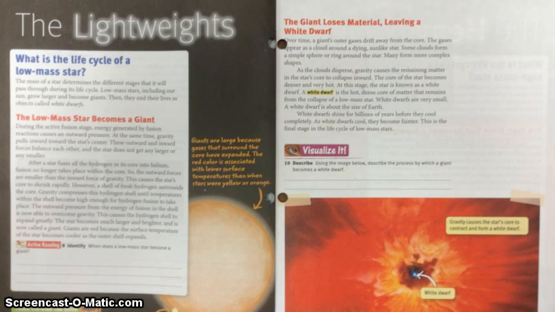A white dwarf typically is about the size of Earth, meaning it's about the diameter of Earth. It's not the mass of Earth, it's a lot more massive. White dwarfs can shine for billions of years before they cool completely. As white dwarfs cool, they become fainter, and this is the final stage in the life cycle of low-mass stars. All right, so let me show you what I've got for notes on your low-mass stars.